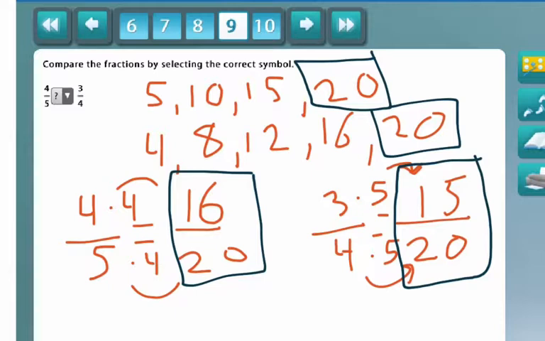With the equivalent fraction method on this, multiples of 5 and multiples of 4 gave me a common denominator of 20, and then I converted both fractions into 20ths. These were very close, but you can see that 16/20 is going to be just slightly greater than 15/20. So 4/5 is going to be greater than 3/4.